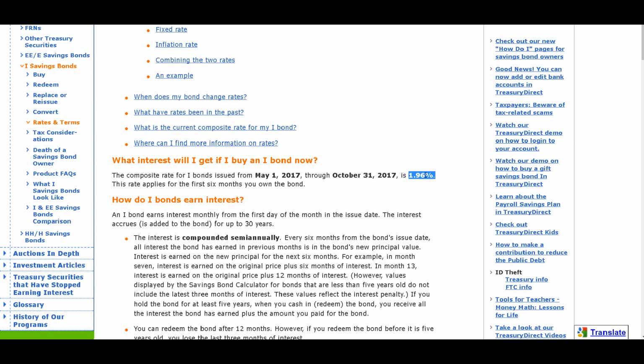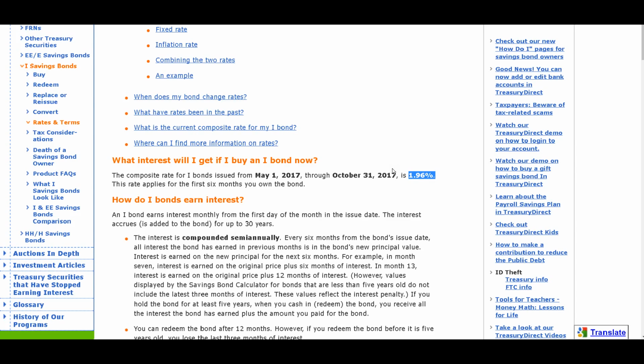EE bonds, their current rate is 0.10, meaning that if you invested $20,000 for 10 years, you would make $200. But of course, if you wait those 10 additional years, it would automatically double to $20,000. That's basically an $18,800 gain just by waiting 10 additional years.